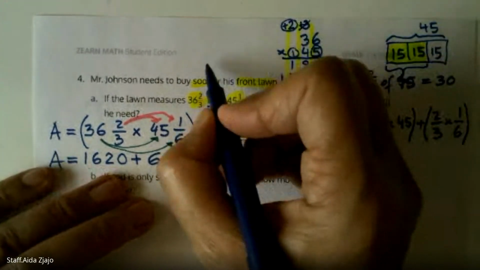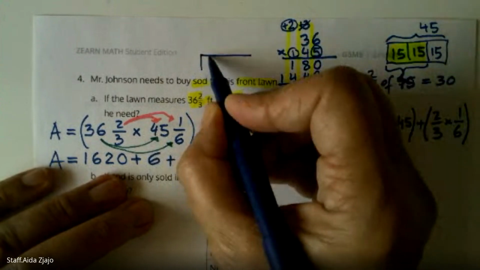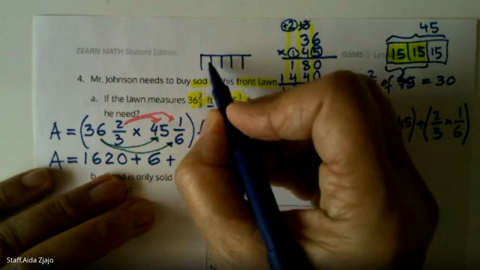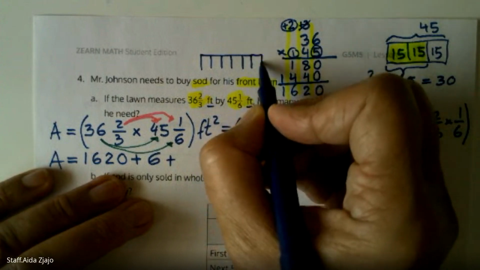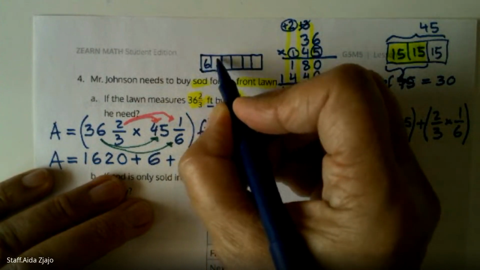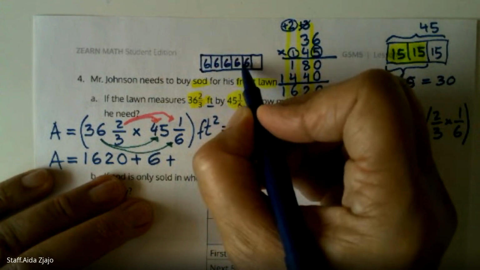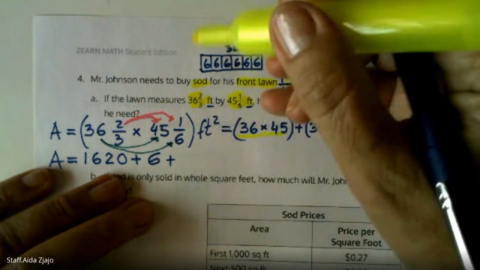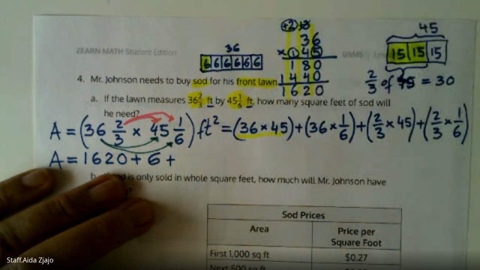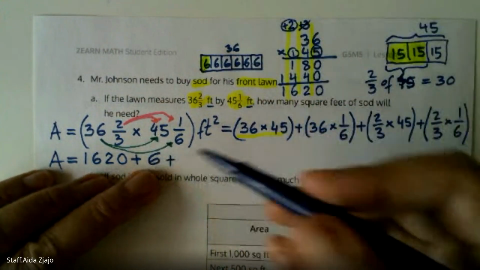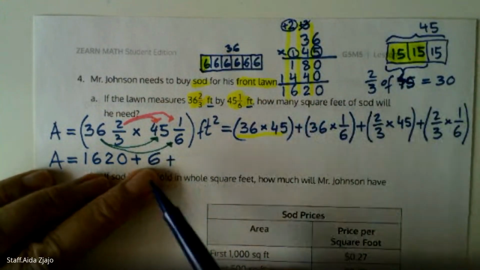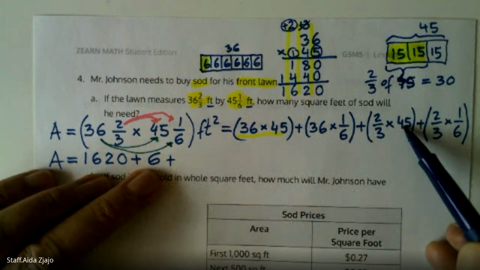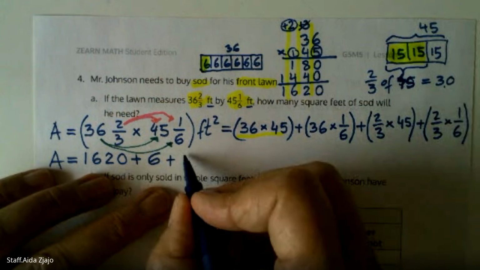I was doing the six parts. Look, 1, 2, 3, 4, 5, 6. So 6 plus 6 plus 6 plus 6 plus 6 plus 6 is 36. So 1/6 of 36 is 6. Two-thirds of 45 is 30.